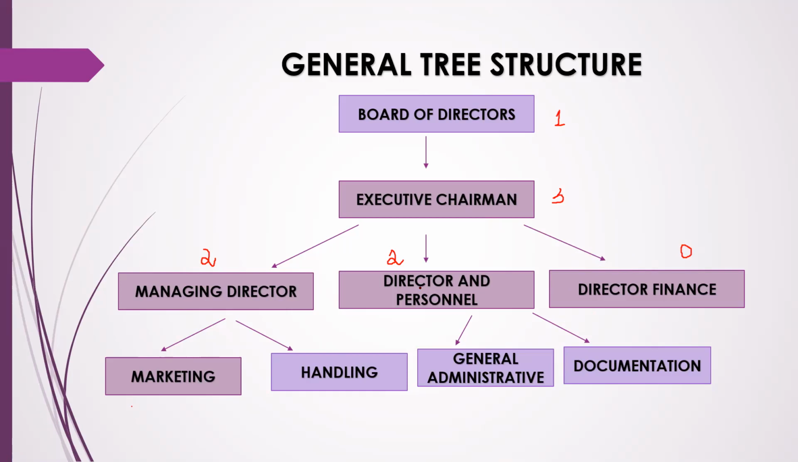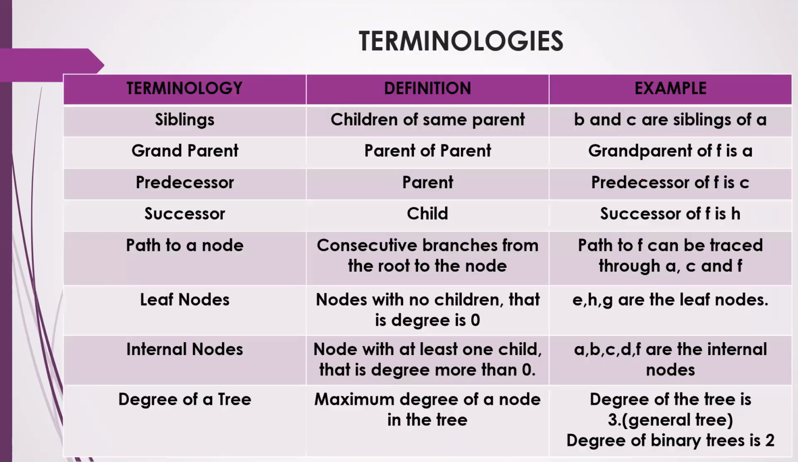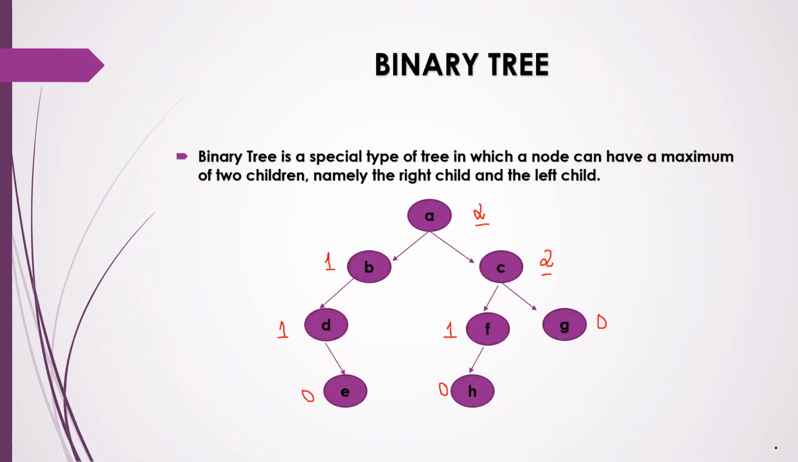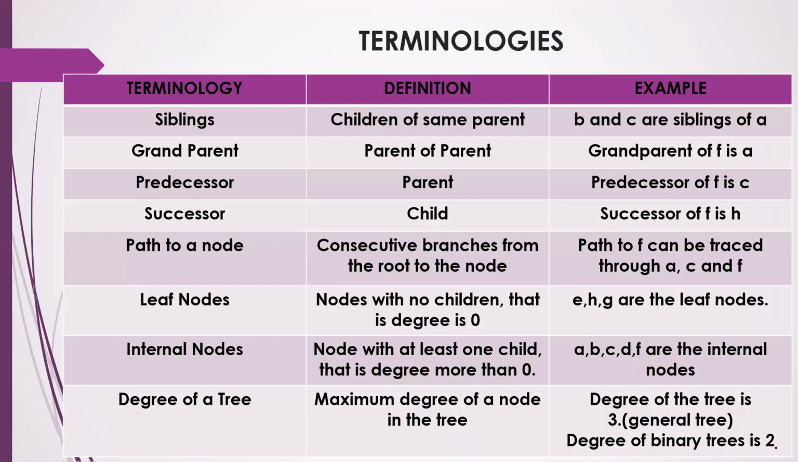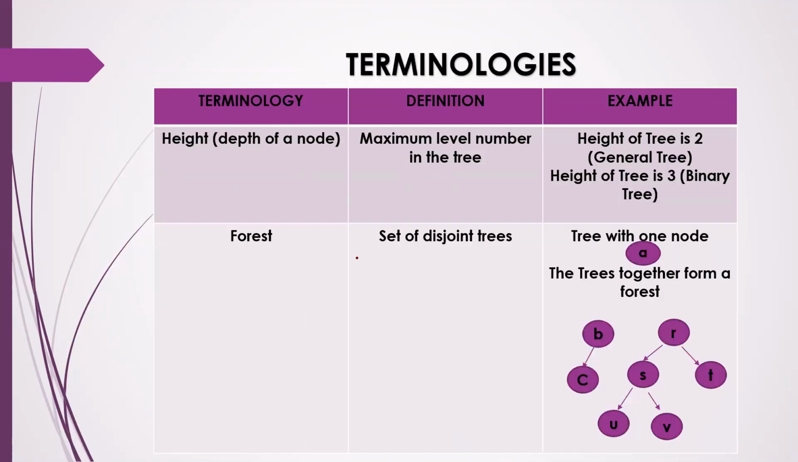And if you look at the tree, which is maximum here, 3 is maximum. So the degree of this general tree structure is 3. That is what I've given here. Degree of the tree is 3, general tree. Degree of binary tree, which I've shown here, the maximum value is 2. So height is the depth of a node, the maximum level number in the tree. The height of the general tree is 2.